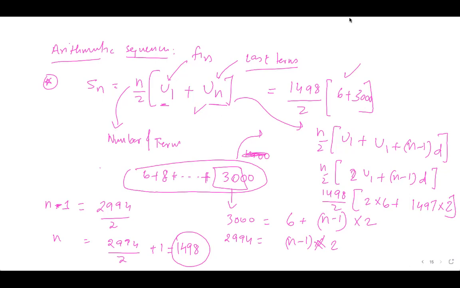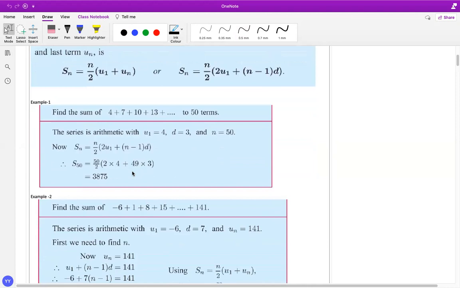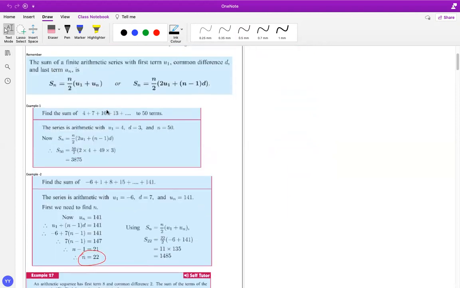So let's do some first practice questions on this. This was a summary of two formulas. I would recommend that you remember these two formulas so that you can be quick in the exams. Here are two examples where you can use both the formulas differently. There is no priority on using one particular formula. But what is recommended is that if you don't know the last term, for example here, they have just given us a few terms of a sequence and asked to find the sum of the first 50 terms.